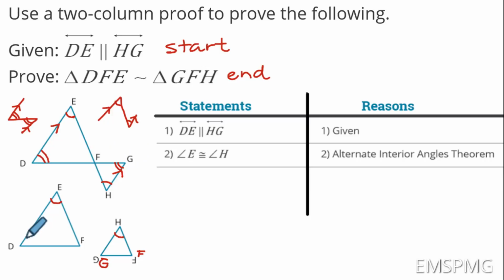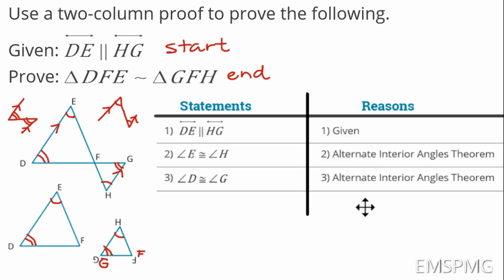So now I can see that D also goes with G. Labeling that in my table, I know angle D is congruent to angle G, and same exact reason, alternate interior angles. I'm using the theorem to say that they are congruent to each other. Labeling these things off to the side, this is a pair of angles. Number 3, this is a pair of angles.